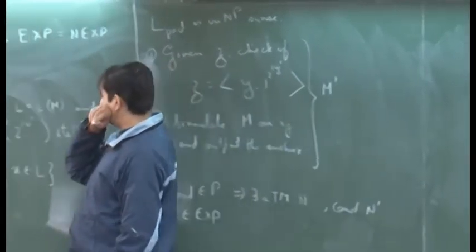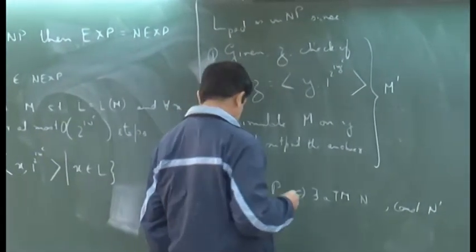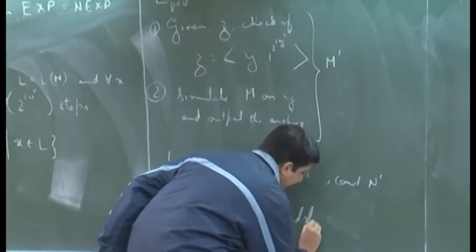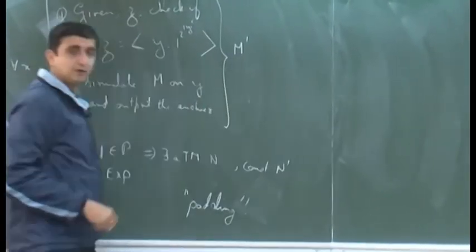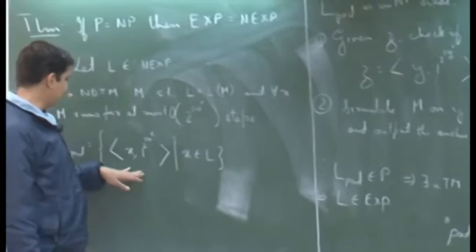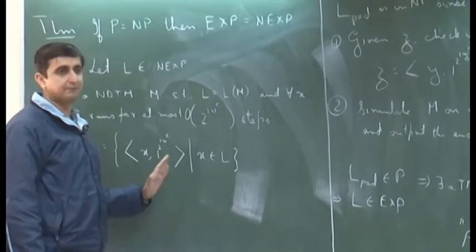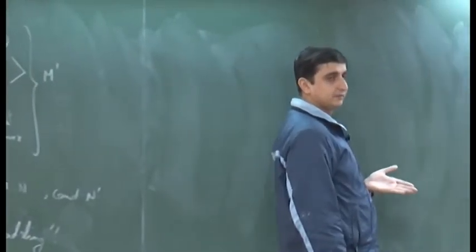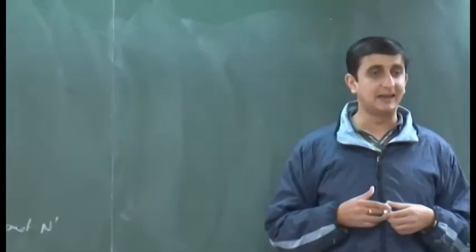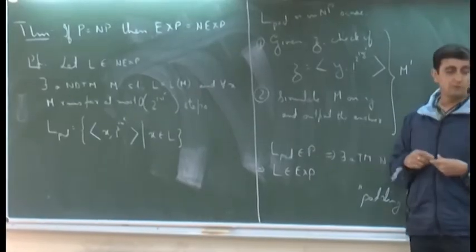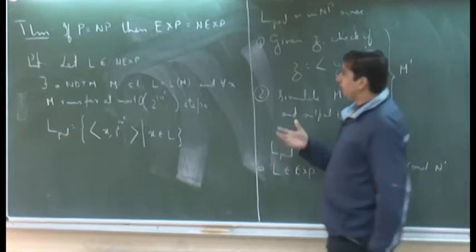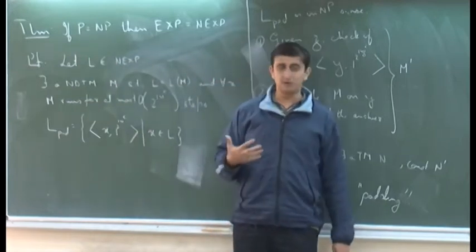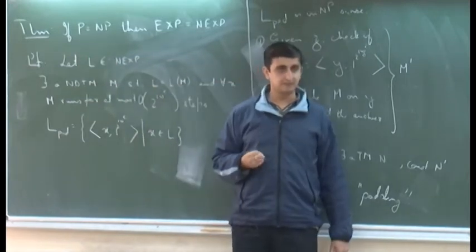So, yeah, this technique is known as padding in complexity theory, because essentially what we are doing is we are padding the given input by a kind of redundant string of a certain length. In certain cases where we are showing a result like this, we want to translate a result which holds for some smaller class to some larger class.